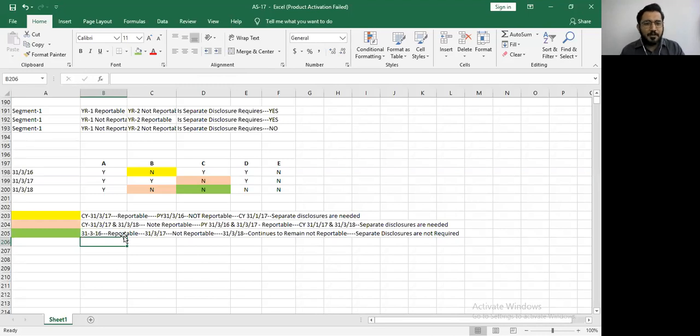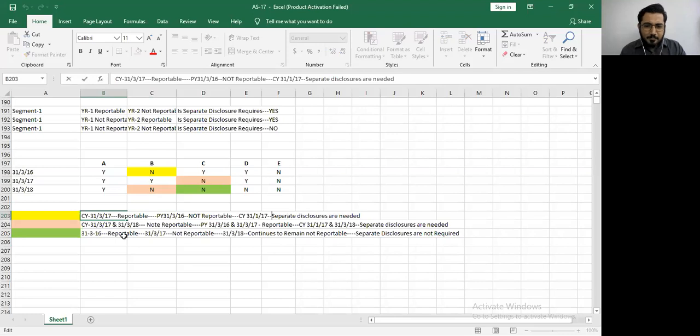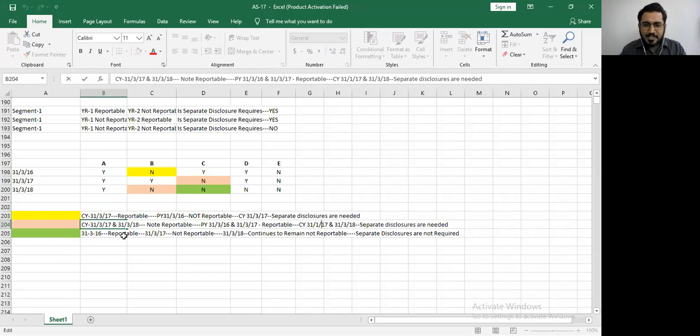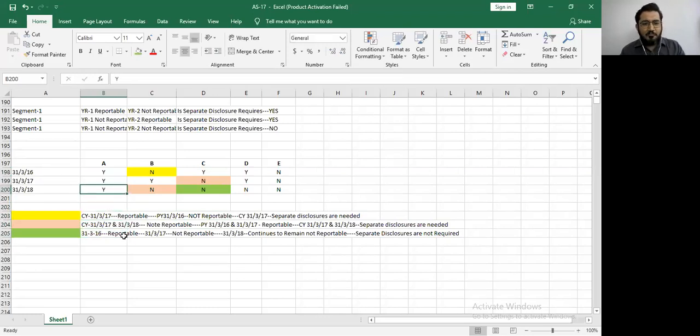Are you understanding? Again, I'm repeating for you. Look at segment B, 31st March 2016. A segment is not reportable, but 31st March 2017, it is reportable. So in the current year, 31st March 2017, separate disclosures are required for this segment. Look at case segment C. In 31st March 2017, it is not reportable, but in the previous year, 31st March 2016, it was reportable. So separate disclosures are required for 31st March 2017 in case of C and 31st March 2018 in case of B. And finally, look at segment C.